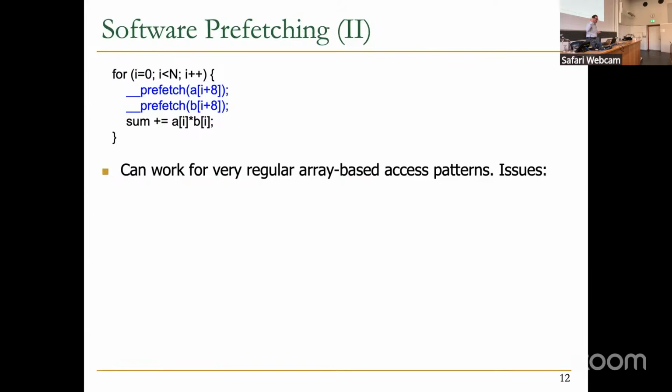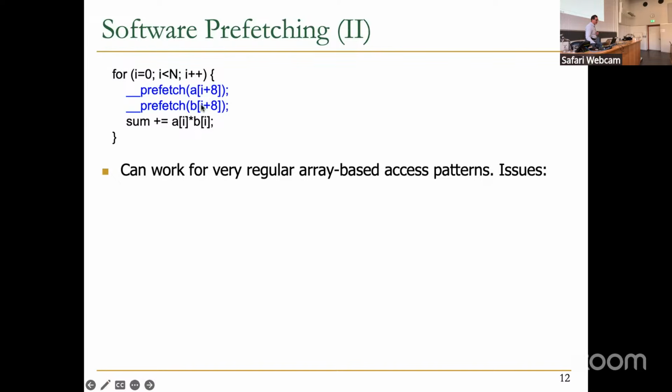Okay, let's take a look at a couple of software prefetching examples. So software prefetching can work for regular array-based access patterns. You can see one of them over here. This is a loop where you're actually summing A[i] and B[i] elements. Assume that each element is 8 bytes. We added some prefetch instructions, speculative instructions, that are prefetching for the next cache block, right? In this particular case. Am I correct? I think so, yes. Assuming 8 bytes.